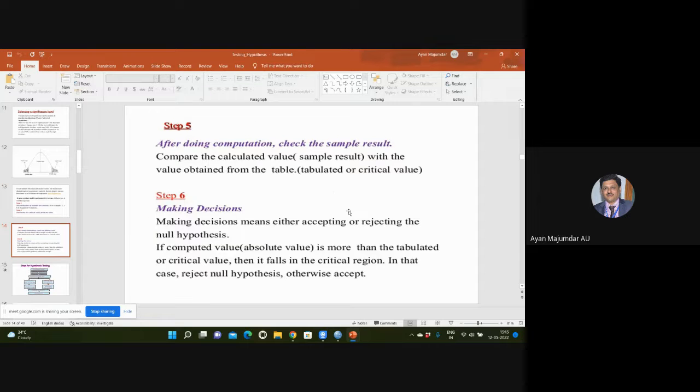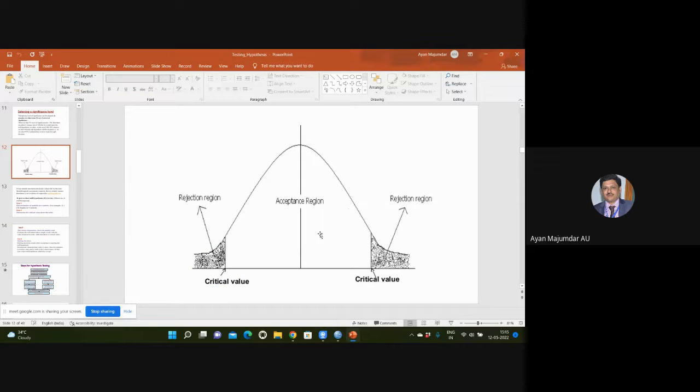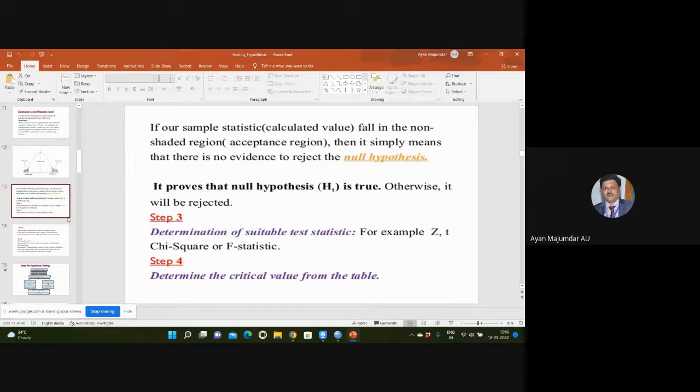Now, if it's a normal distribution, say if we are testing at 5% level of significance, this side it is 2.5%, this side it is 2.5%. If the test statistics which we develop falls in this white area, that means we will accept the null hypothesis. And if it falls in the shaded area, then we will reject the null hypothesis.